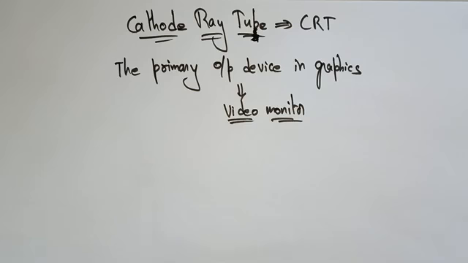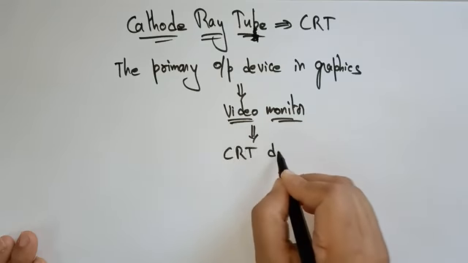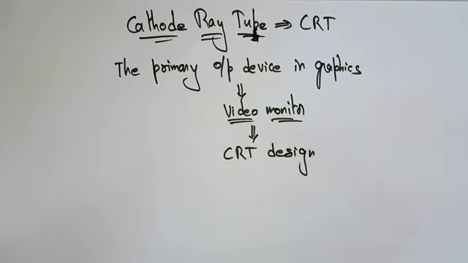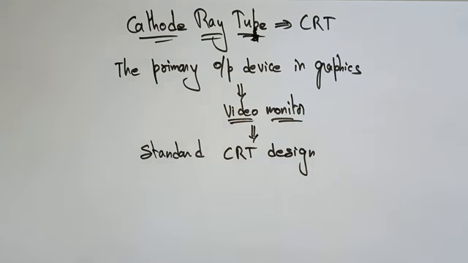Most of the video monitors are based on the standard CRT design. Whatever the technology of the video monitors we are using nowadays, even though they are advanced video monitors, most of them work on the standard CRT design only. They are taking it as a base. Now let's have a look at what exactly this cathode ray tube is. I'll show you the picture first.